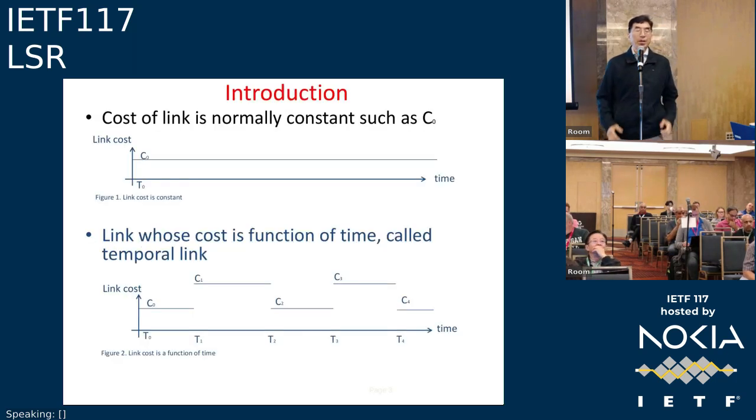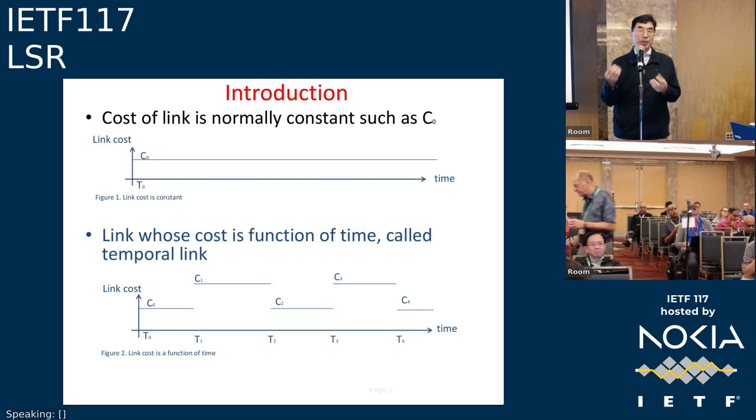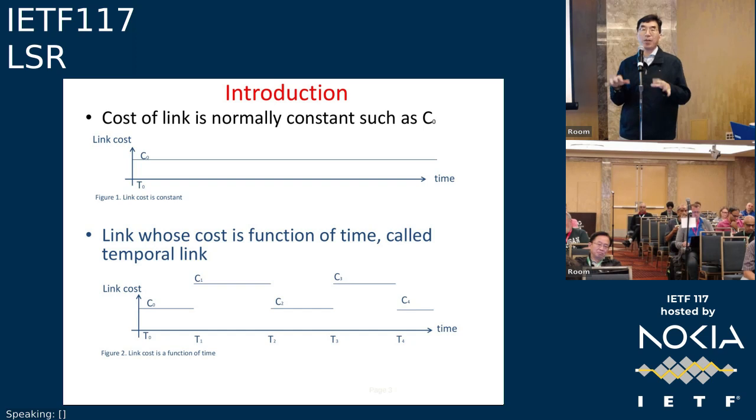Next page. In general, the cost of a link is a constant, such as default cost, which is computed by reference bandwidth of the link or configured on the link. However, for some special links, the cost of those links depends on the time, which is a function of time. So these kinds of links we call temporal links. Here we just give an example of link cost functions. From time T0 to T1, the cost of the link is C0. Then from time T1 to T2, the cost of the link is C2 and so on. So let's look at details about link cost functions. Next page.